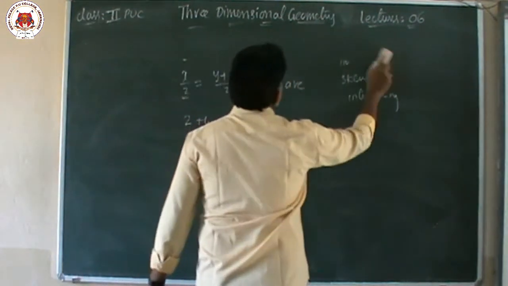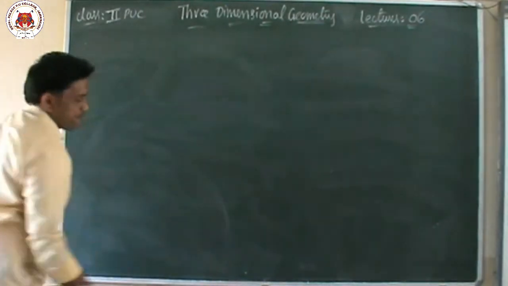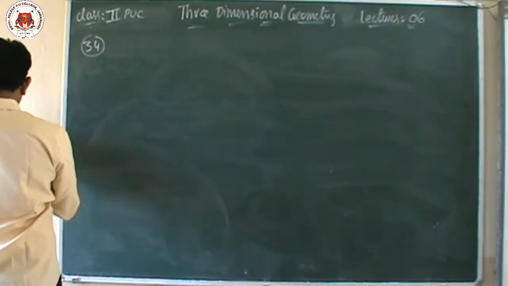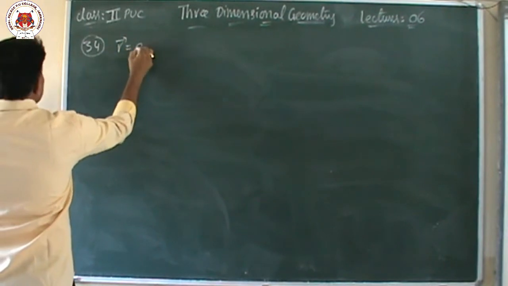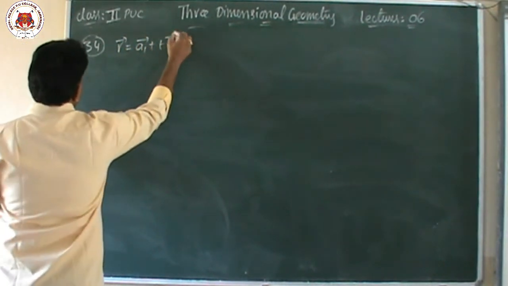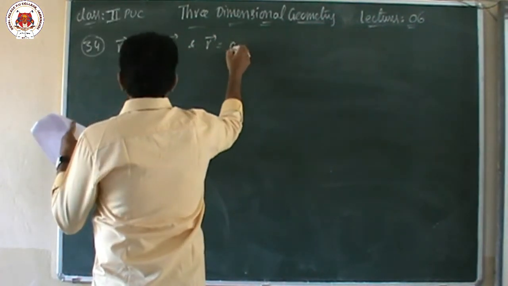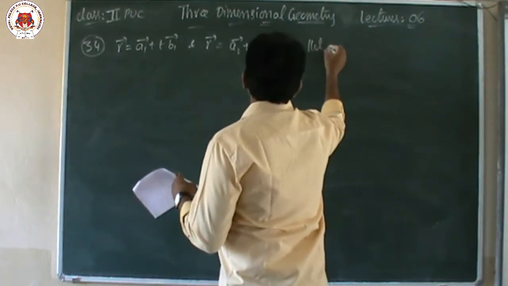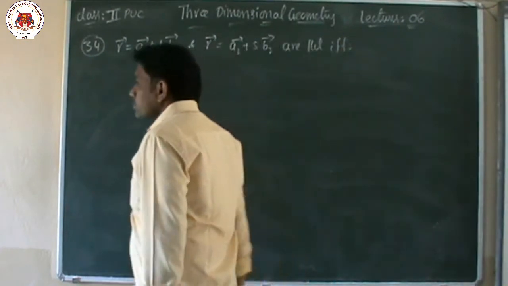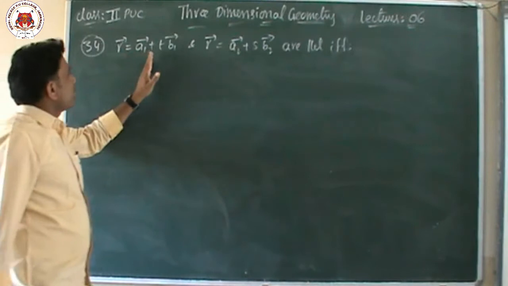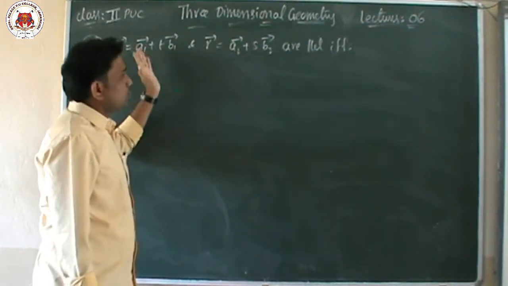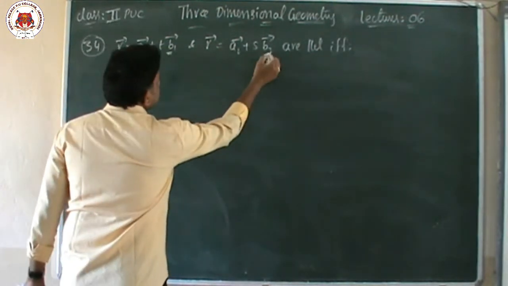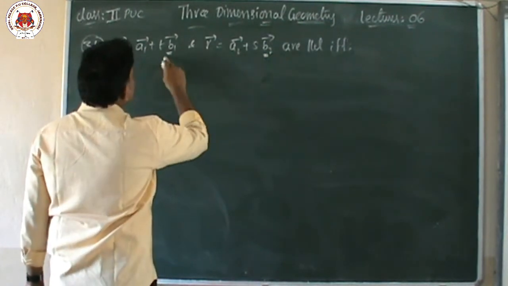Now we go to the 34th question. Given r vector equal to a1 vector plus t into b1 vector, and again r vector equal to a2 vector plus s into b2 vector, are parallel if and only if... Children, at the beginning of today's class we discussed: if two lines or two planes are parallel, then compulsorily their DRs must be the same.